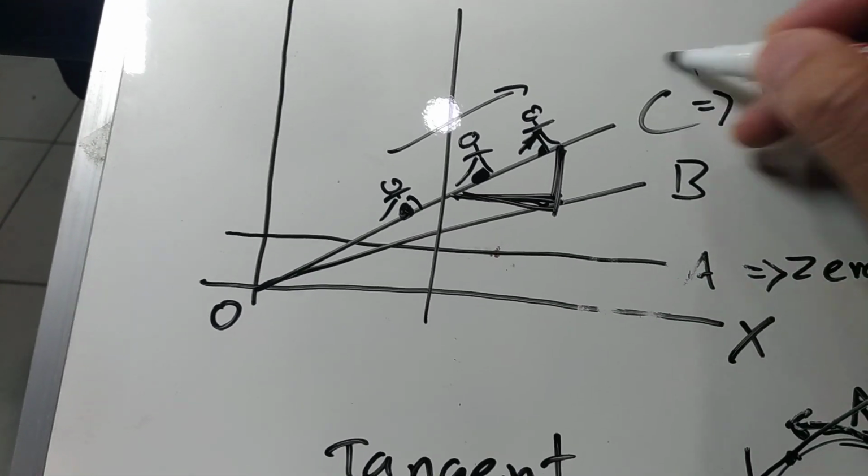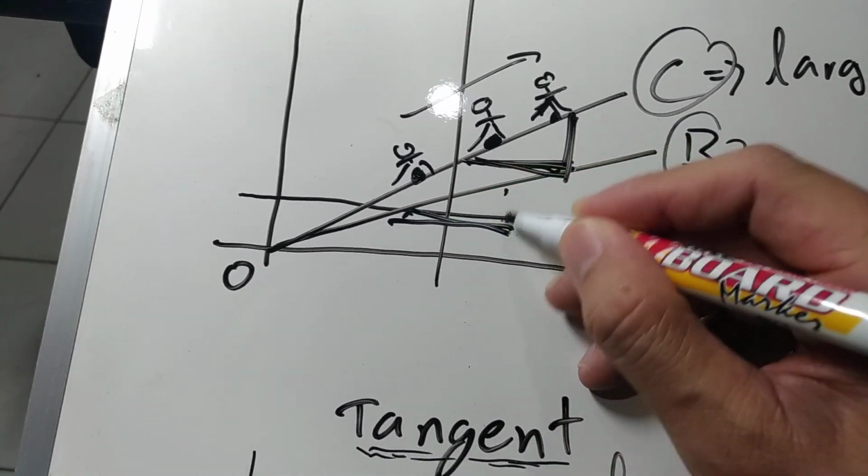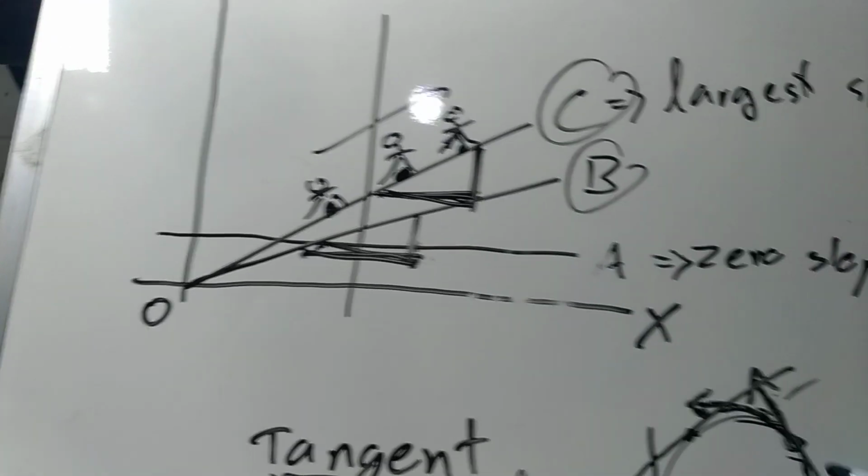See the difference between the slope of C and slope of B. So we take the rise over run. That's how we define how steep it is. So we can compare the two slopes.